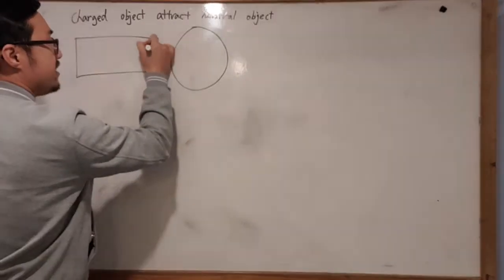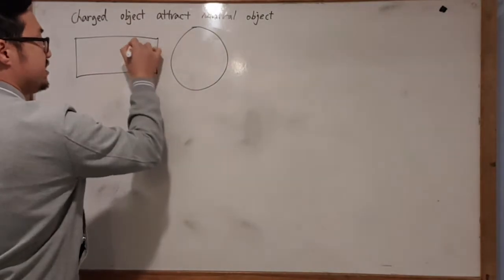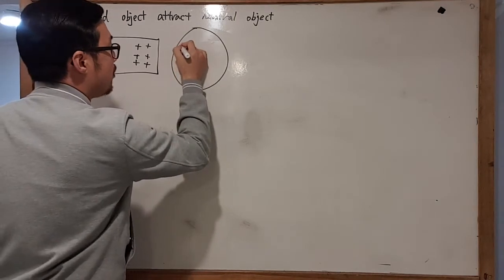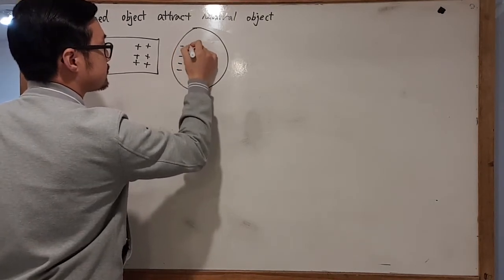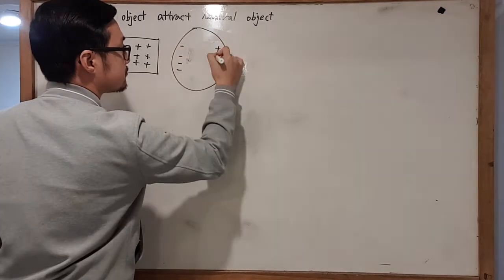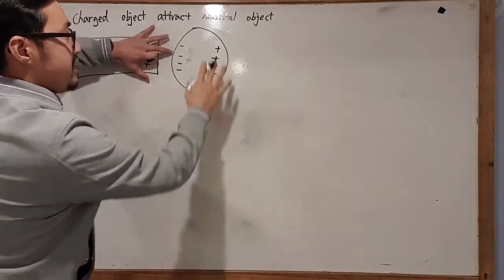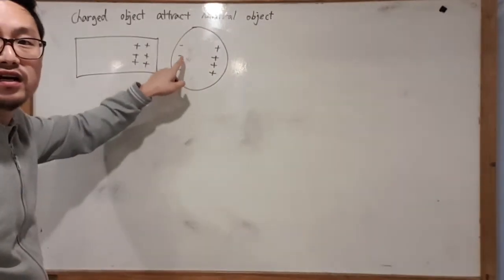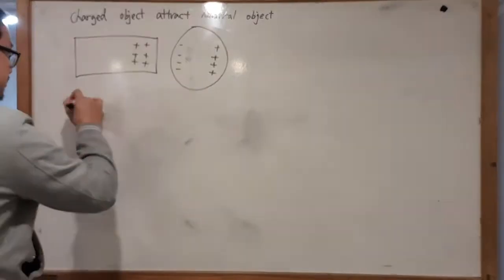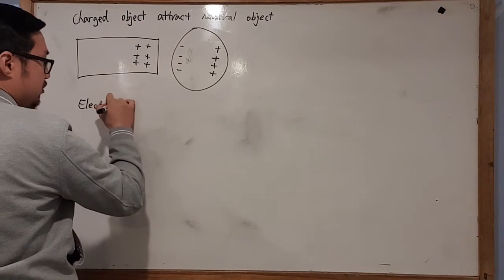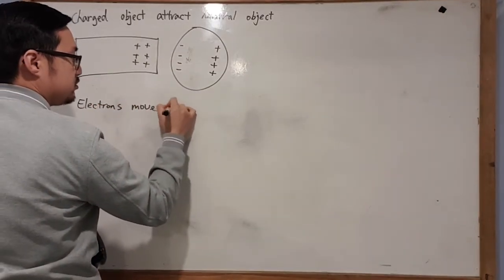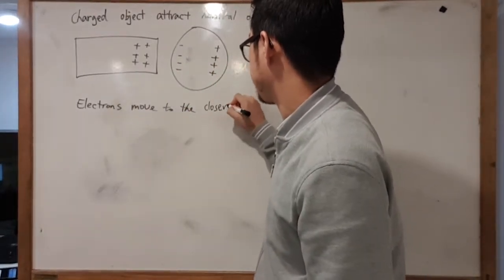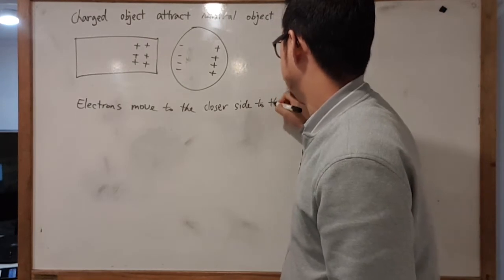Okay, let's first talk about positive. If this one is positive, over here there were positive and negative, right? So originally it was all neutral. But if you have positive over here, these electrons are going to move to the closer side over here. Okay? So electrons move to the closer side to the positive rod.